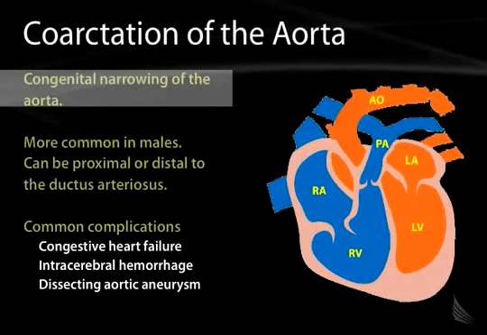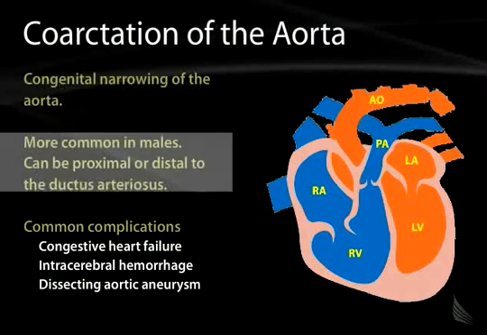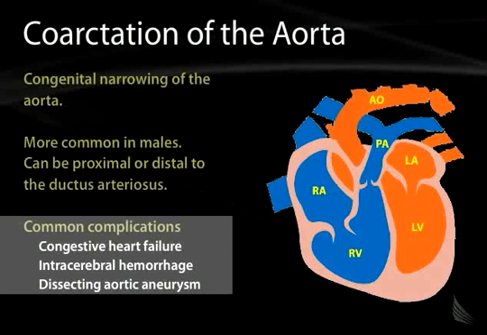Coarctation of the aorta is a congenital narrowing of the aorta. It's more common in males. It can be proximal or distal to the ductus. Common complications include congestive heart failure, intracerebral hemorrhage, and dissecting aortic aneurysm.